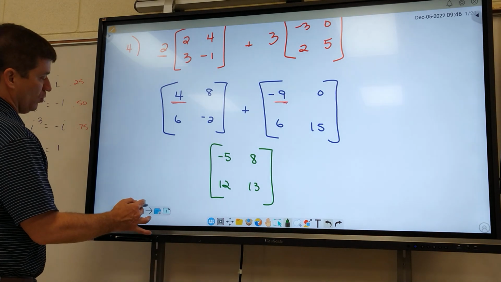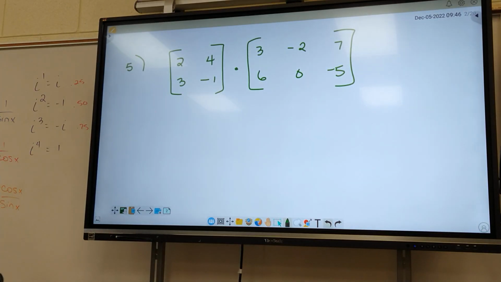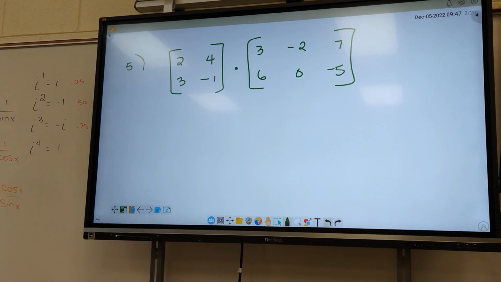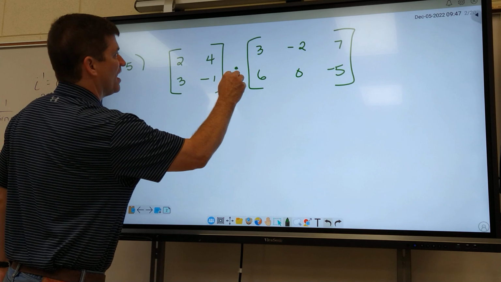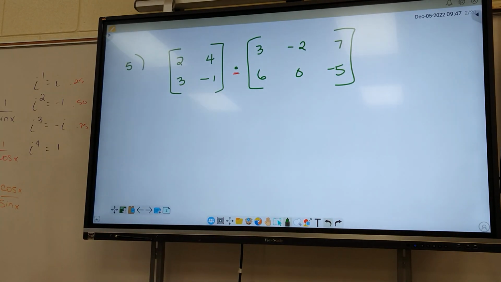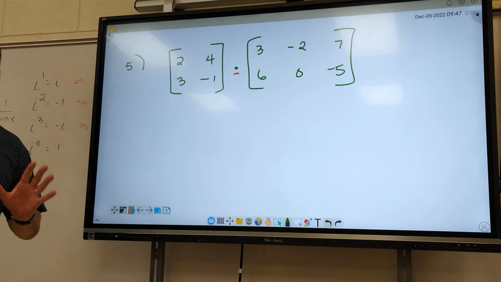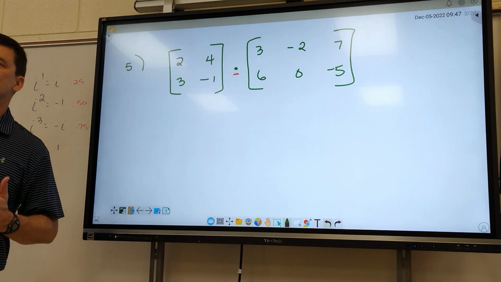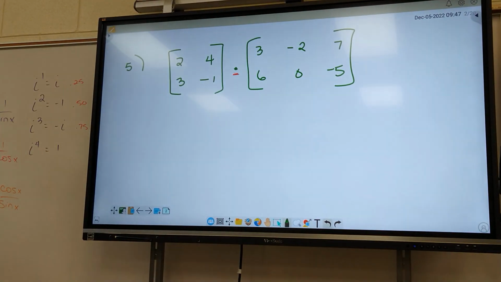All right, so now let's go to number 5. This is new stuff. Guys, we now got a times. We have a multiply sign in between each matrix. We're going to have to multiply. Now, when you multiply, first thing we got to figure out, can we multiply these two together? They're not the same size, are they?